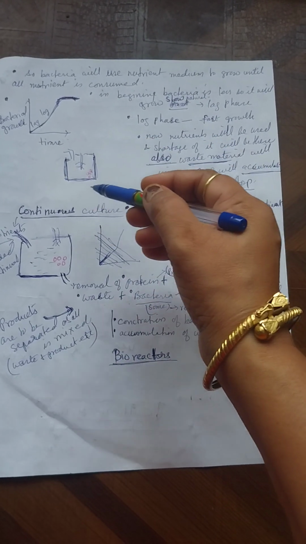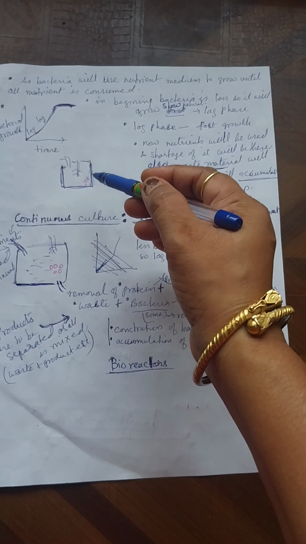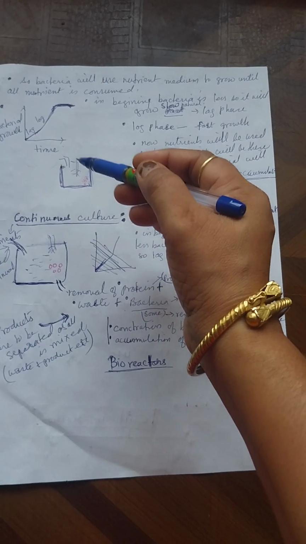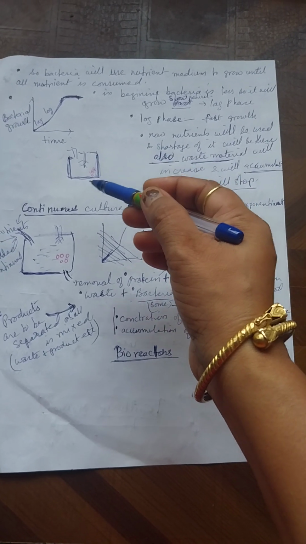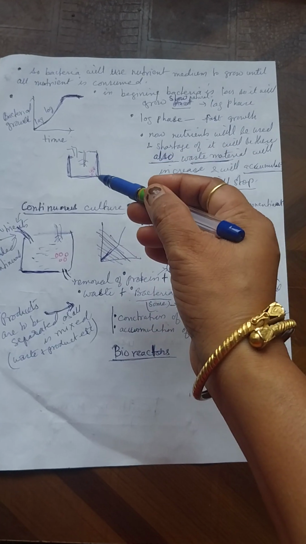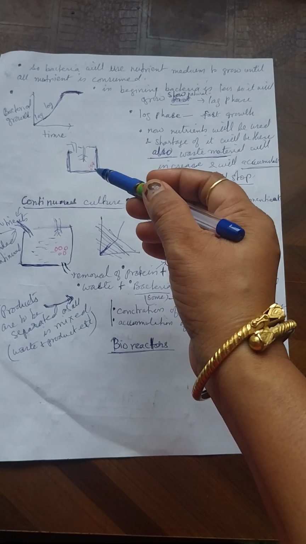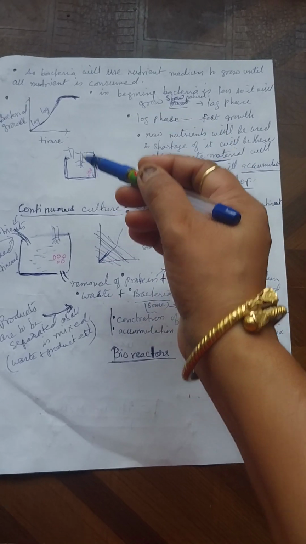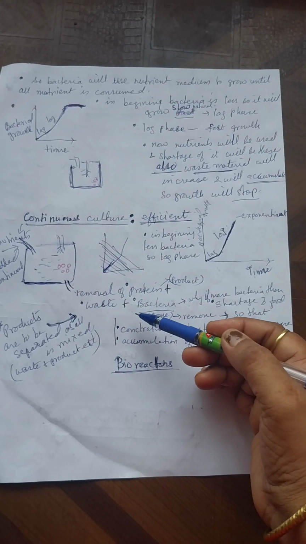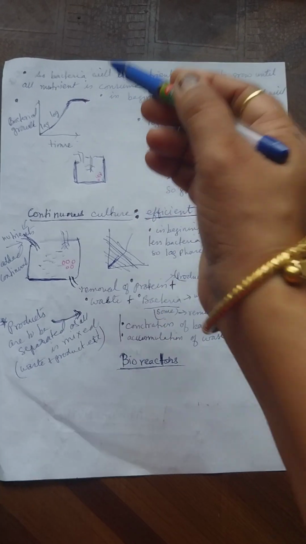Once the nutrients are consumed by the bacteria and all the nutrients finish, and also as the bacteria grow, waste will be generated by them. So because of the waste generated by the bacteria and the nutrients being consumed, the bacterial growth will stop. It will not grow further.